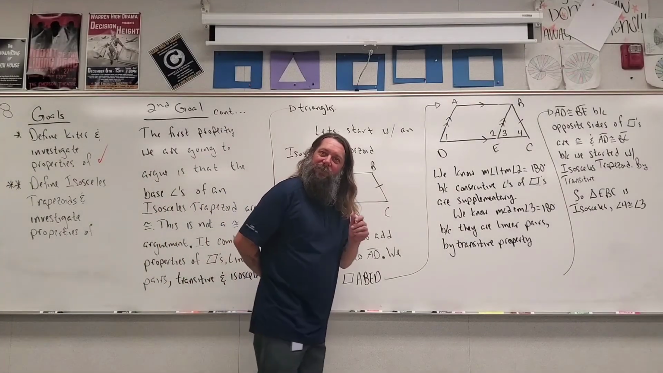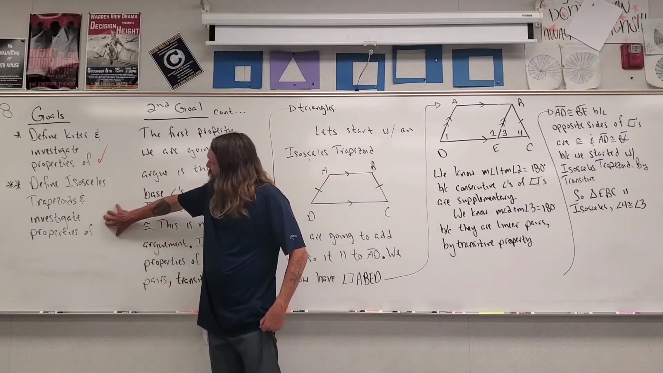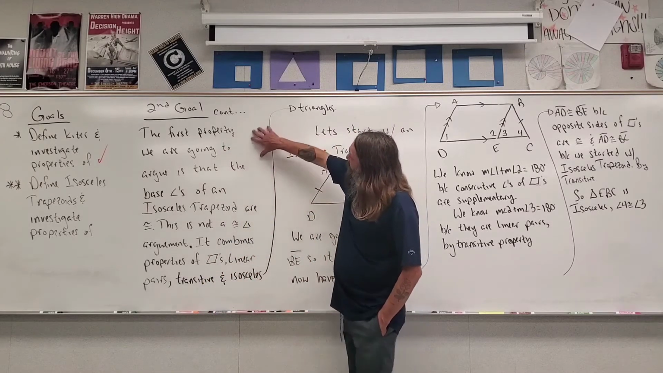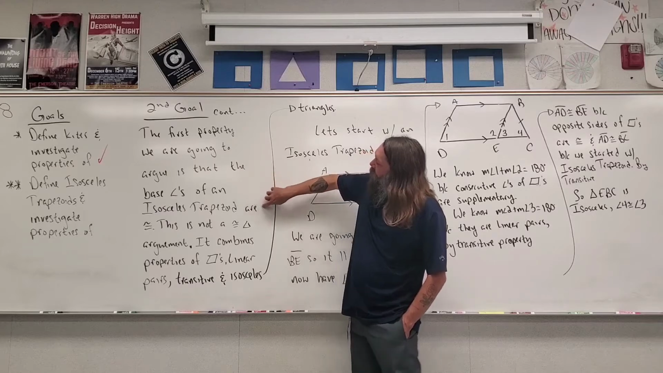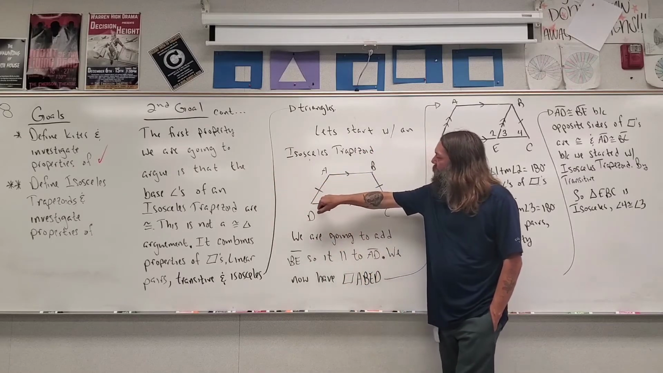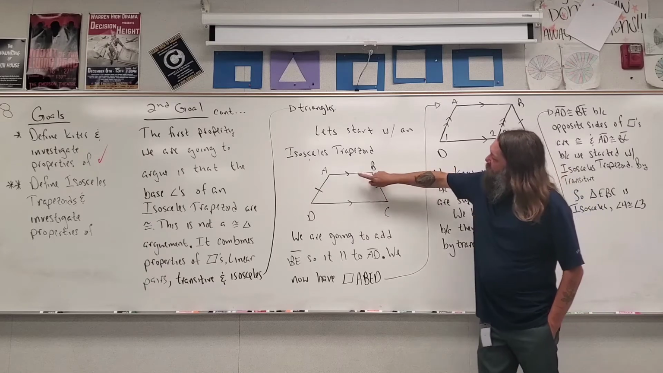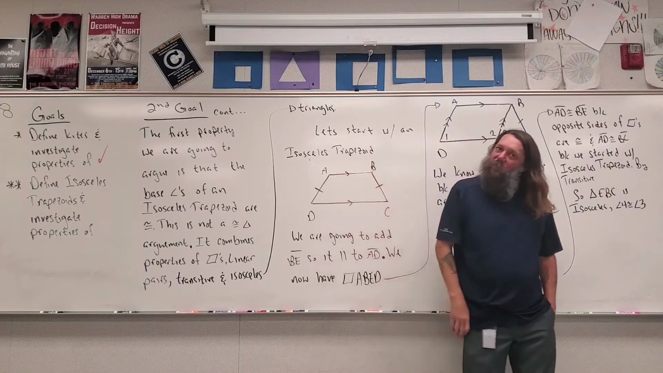I'm back. So let's go ahead and continue with our second goal, which is to investigate the properties of isosceles trapezoids. So the first property we're going to argue is that the base angles of an isosceles trapezoid are congruent. So I want to be able to argue that angle D is congruent to angle C and angle B is congruent to angle A. These are my two base angle pairs, and I want to argue that they're congruent.